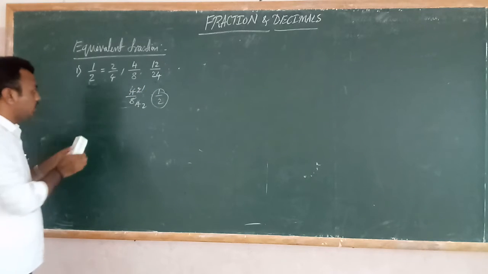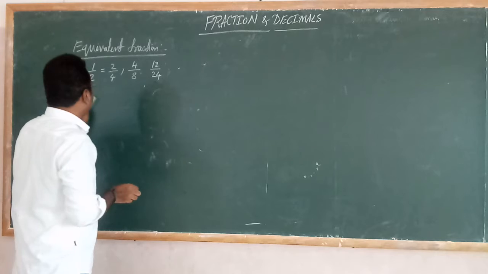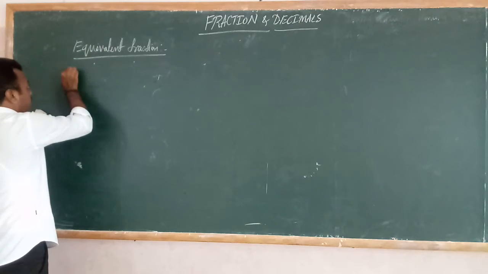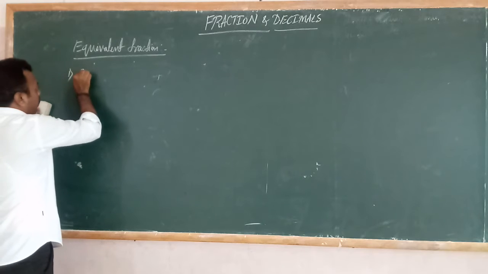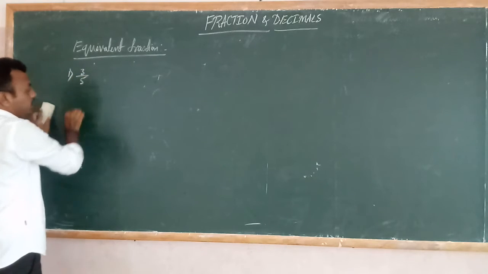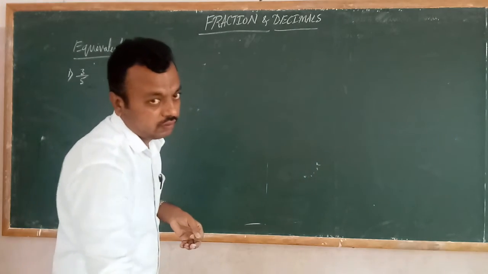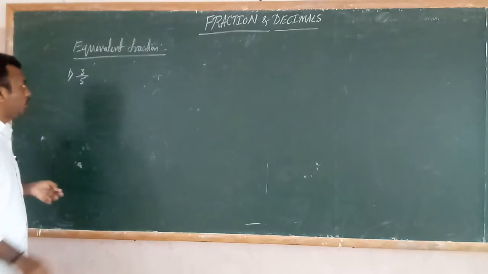Okay. So next, how to find the equivalent fractions? Yes, finding the equivalent fractions. I will give one example: 3 by 5 is there. Write any 4 equivalent fractions of 3 by 5. Any 4 is enough.